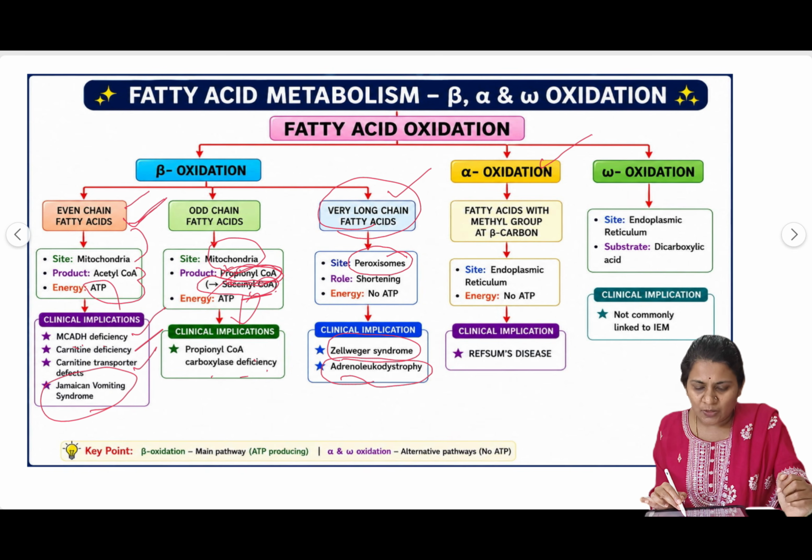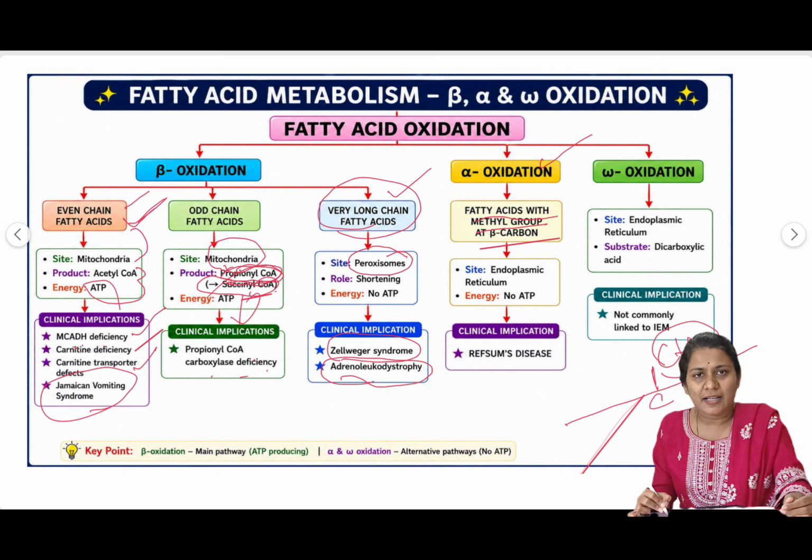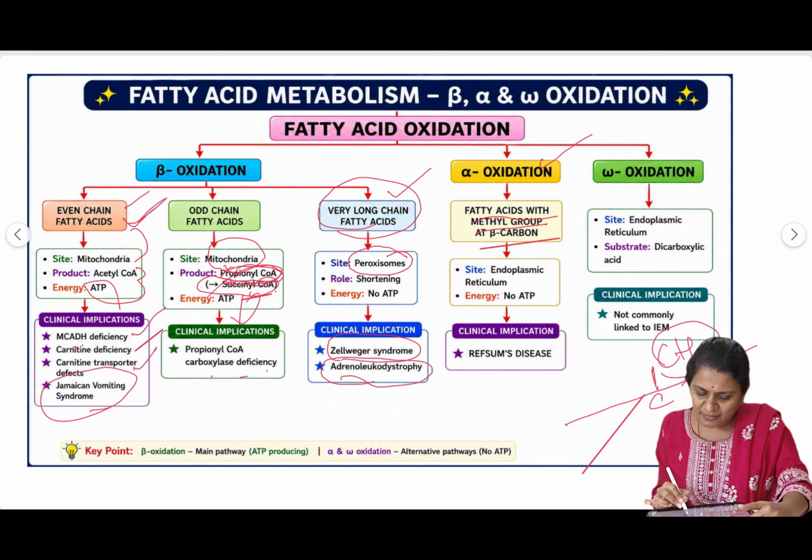There is something called alpha oxidation. Alpha oxidation occurs with fatty acids that have a methyl group at the beta carbon. What is a methyl group? It is CH3. There is alpha carbon, there is beta carbon, and at the beta carbon atom there is a methyl group. These kinds of fatty acids undergo oxidation in the endoplasmic reticulum, and some amount also takes place in peroxisome.